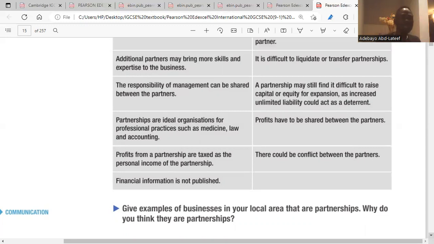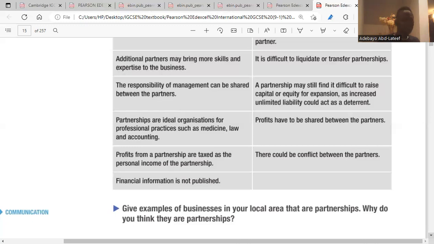And another problem is that because they are unlimited liability, it means that even as partners, you are conscious of what you do, because you know that if the business fails, your wealth can go for it. So you are conscious about that.